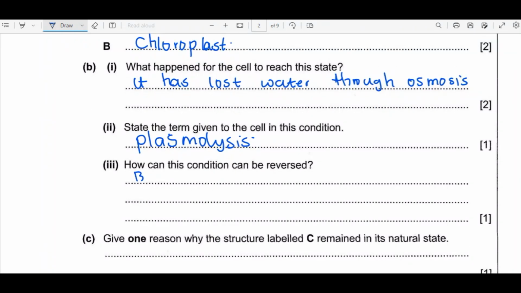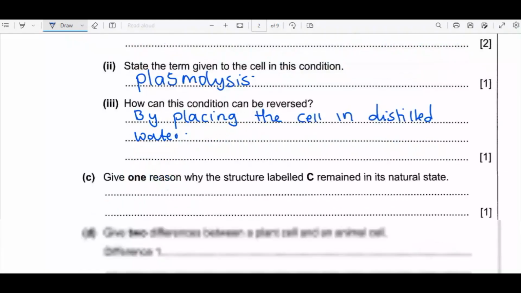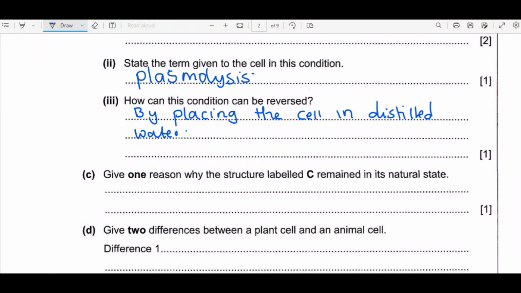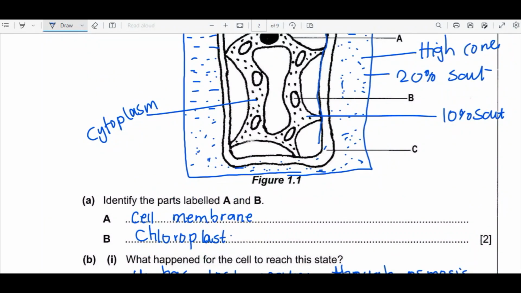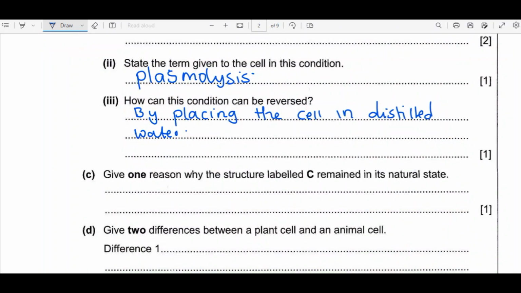Then how can this condition be reversed? By placing the cell in distilled water. Whenever we put it in distilled water, the cell will start gaining water. Then give one reason why the structure labeled C remained in its natural state. For structure C, even after the losing of water, this structure did not change. It's because of the presence of cellulose.